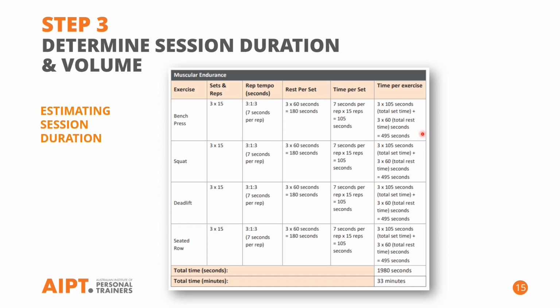So we can see here, if we repeat that process across the 4 exercises, so they've all got the same variables of 3 lots of 15, so they all take the same amount of time. We add them all up, it's 1980 seconds, which is 33 minutes. So just to do those 4 exercises, it's 33 minutes.